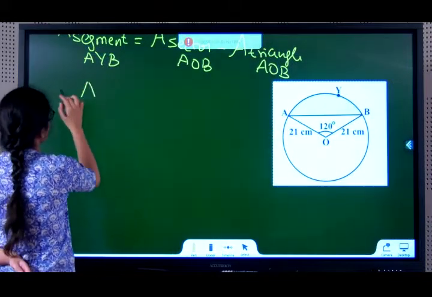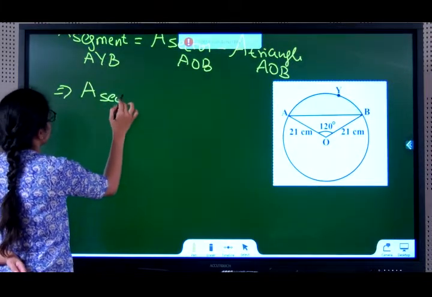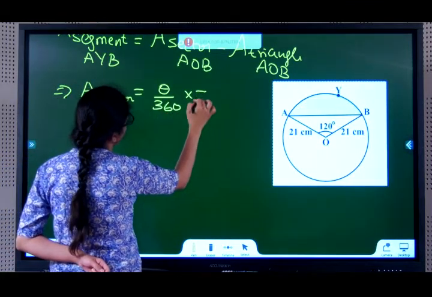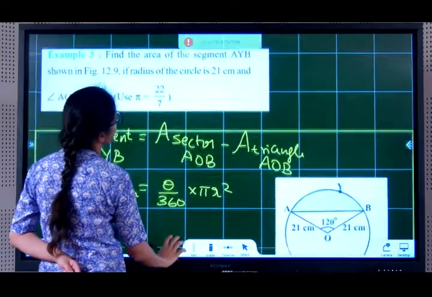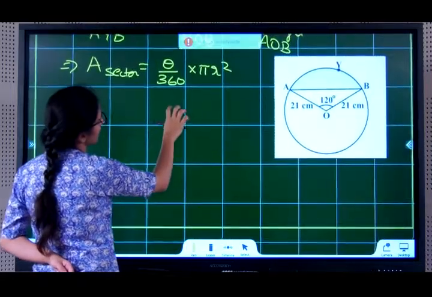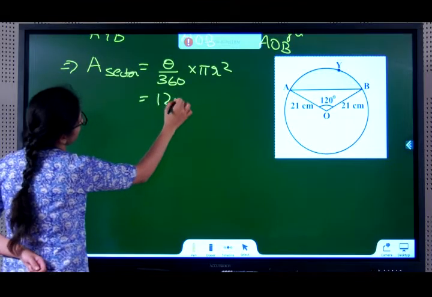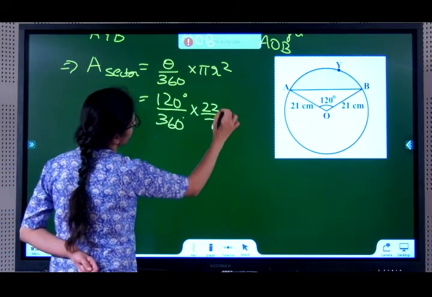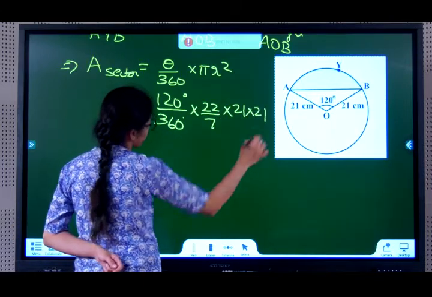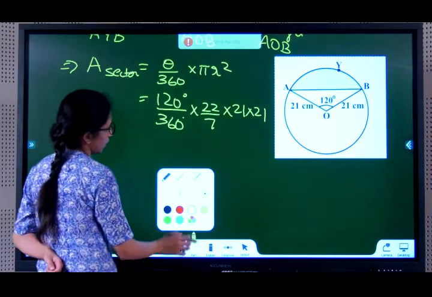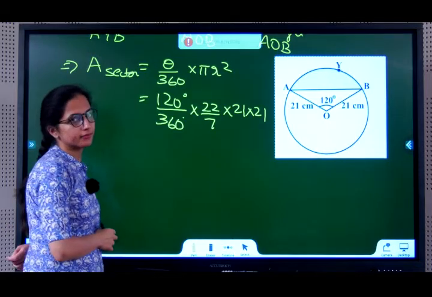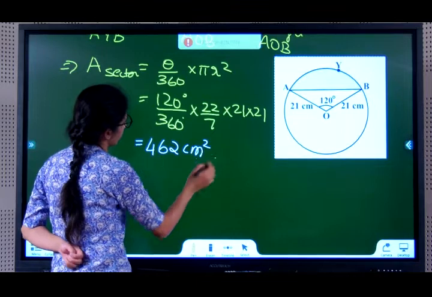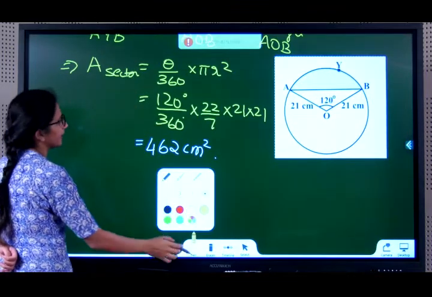So first let's take up the area of the sector. Theta by 360 into pi r square. In this question, they have not told us to take pi as 22 by 7, so stick to 22 by 7. 120 degree by 360 into 22 by 7 into 21 into 21. On solving this, we get 462 centimeter square.